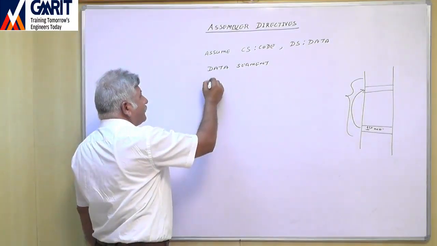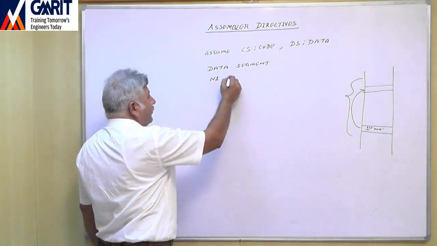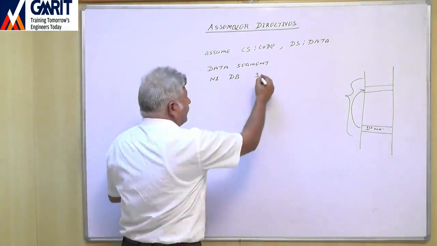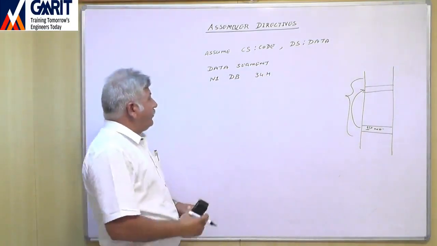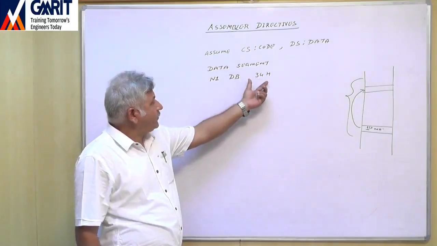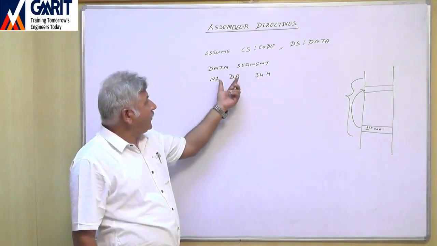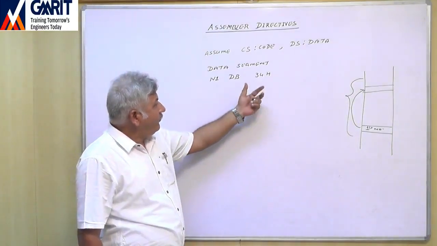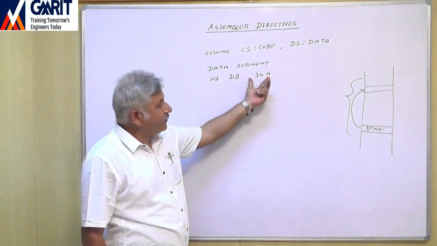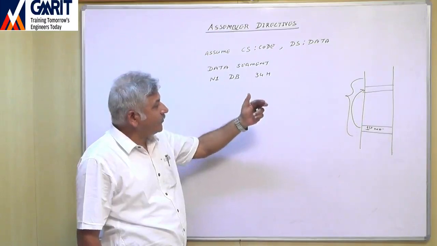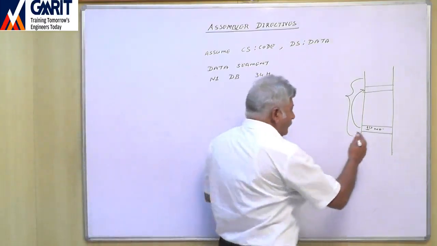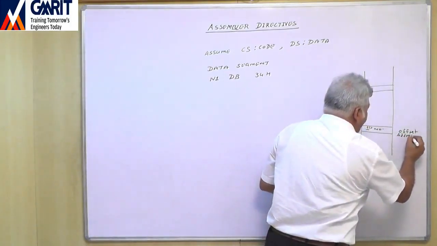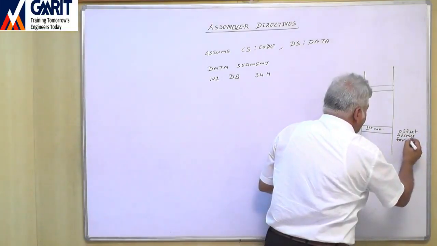So here I will use, suppose, N1 DB 34H. With this, one offset address will be selected in our data segment, and at that offset this data 34 will be stored, and we can call that offset address with the name N1. So let us assume this is my offset address for N1.